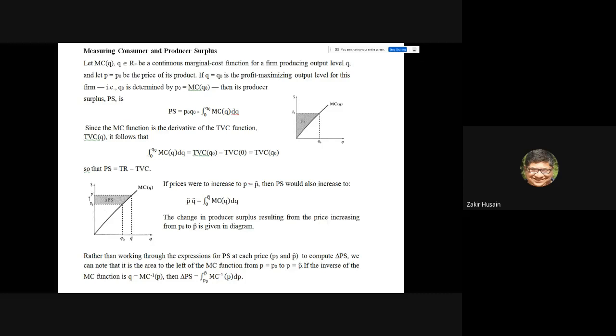Now suppose prices increase from P0 to P hat, then the producer surplus would also increase. Instead of P0 Q0, the total revenue will be P hat into Q hat. You can see over here P hat Q hat, and the integral of the marginal cost portion should be evaluated from 0 to Q hat. So we find out the producer surplus in both the cases, and this minus this will give me the change in producer surplus.